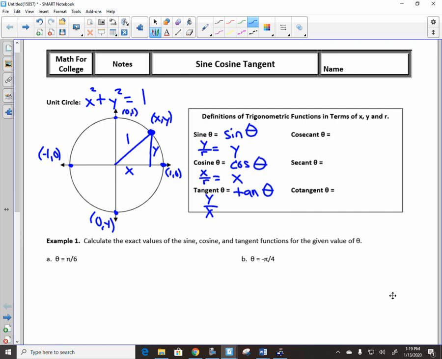There's other functions, cosecant, CSC of theta. You're not going to use these a lot. But that is the reciprocal of sine. It's 1 over sine. Secant, we write SEC of theta, and it's 1 over cosine. And cotangent we write as COT of theta, which is 1 over tangent of theta. So those are the reciprocals of the other ones. We good? Okay.